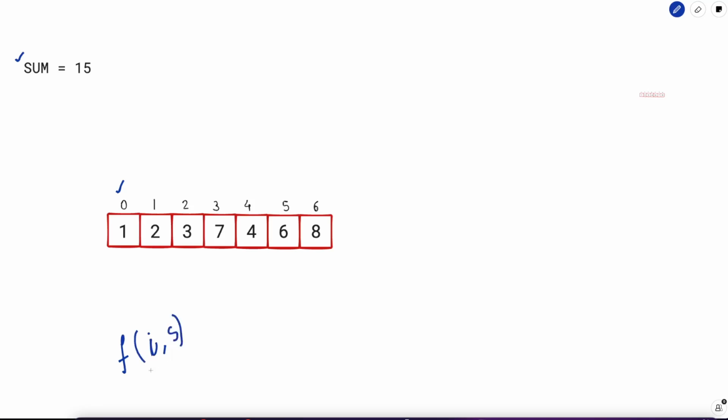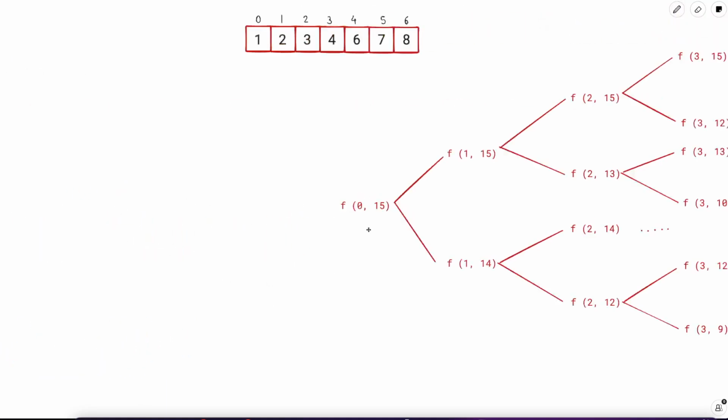and this will return the number of subsets starting from index i that can sum up to s. You can simply recursively call this function for a particular index i and you will get the answer, right? So let's look at it. Let's look at this same example and do a dry run.